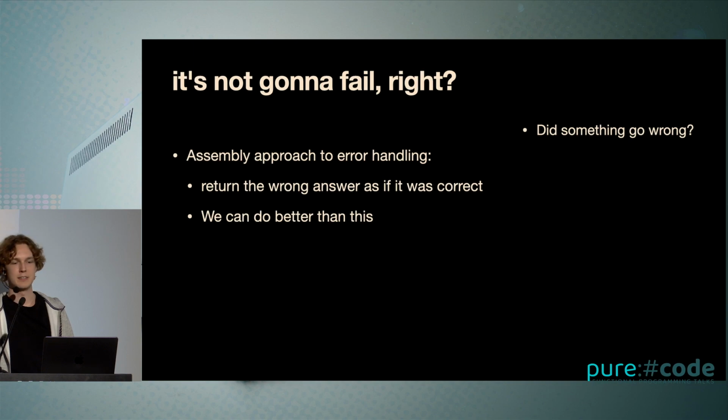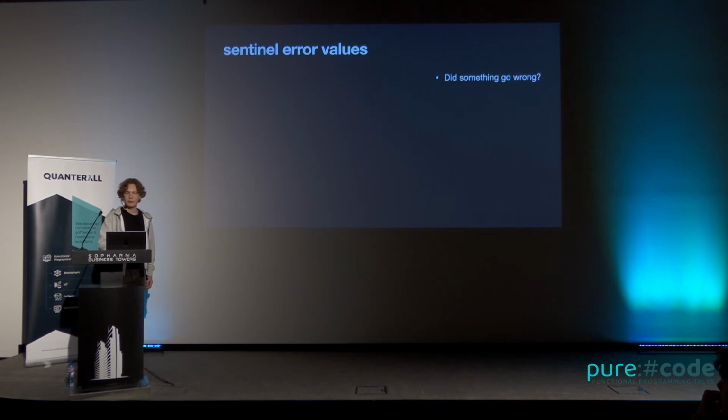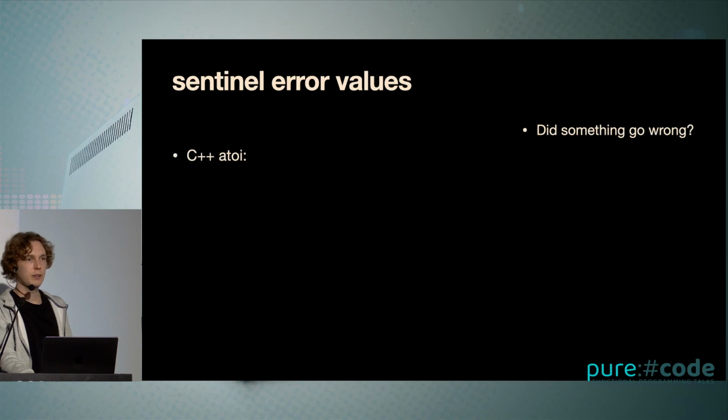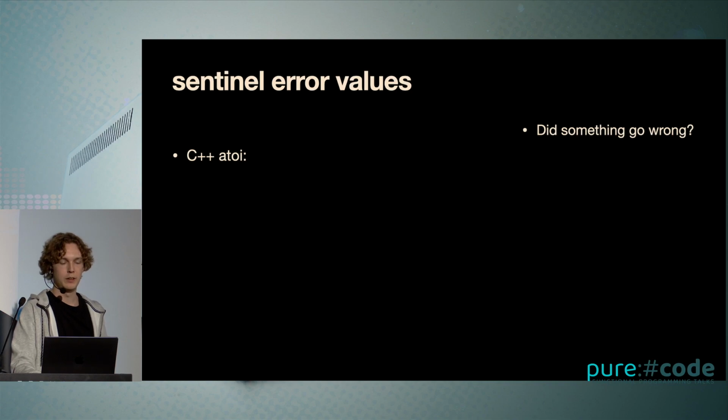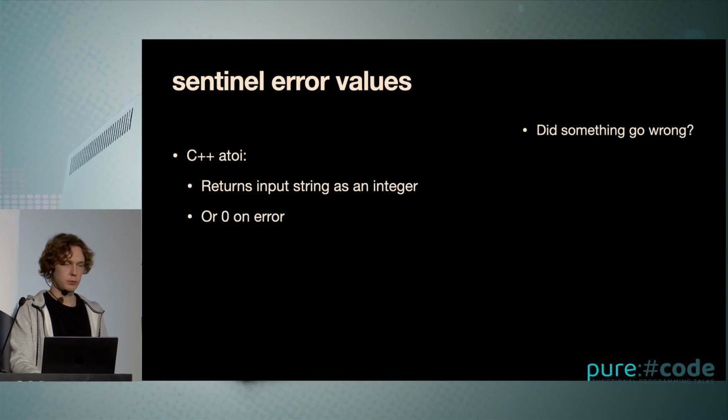I think we can all tell that this is not the ideal approach to error handling. So most of us are not using this. It's super fast though. So one of the first approaches that were used was sentinel error values. So you have a special value return, and that indicates an error. For example, in the A2I function, if you call it with a string input, it will give you an integer return value, or it will give you a 0 if anything goes wrong.